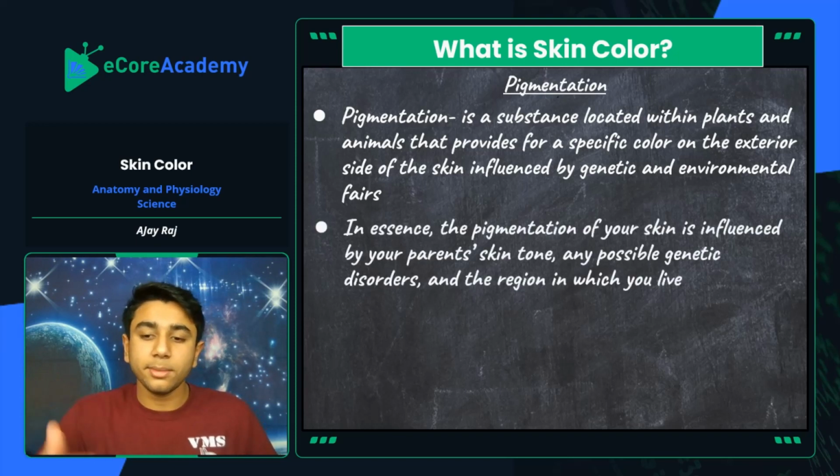In essence, the pigmentation of your skin is influenced by your parents' skin tone. Of course, we have those genetic enhancements and those qualifications. You're going to look somewhat like your parents. You're going to have inherited traits of both.